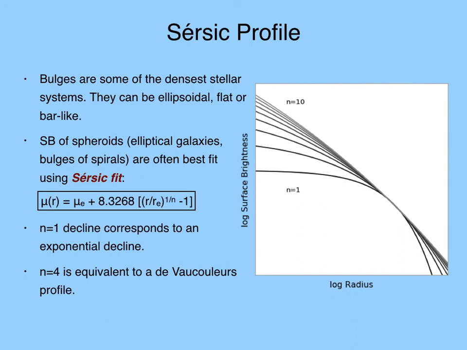n equal to 1 denotes an exponential profile. n equal to 4 gives you back the R^1/4 law, which is the de Vaucouleurs profile. And then there could be intermediate Sérsic values as well.